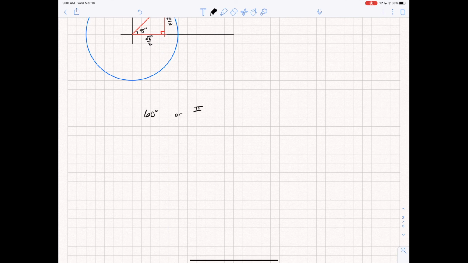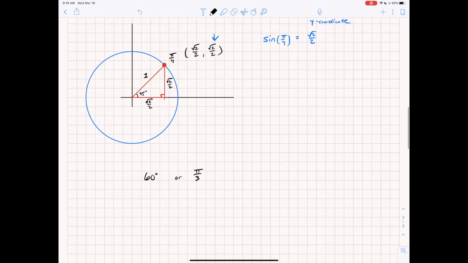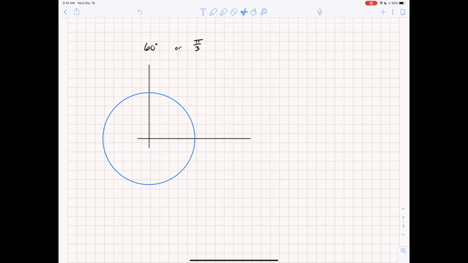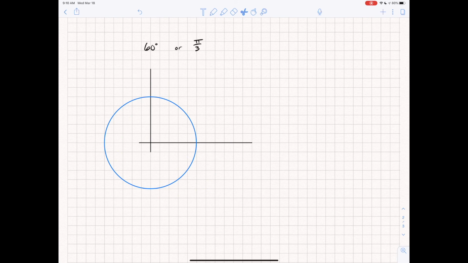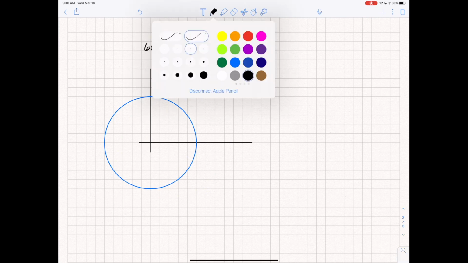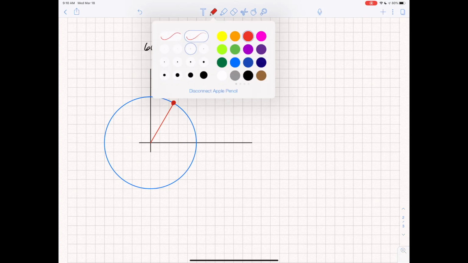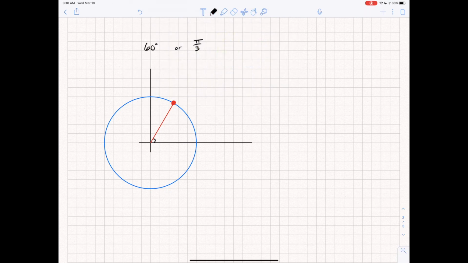Or pi over 3. So let's see if I can just copy and paste. Boom. There we go. All right, 60 degrees or pi over 6 would be roughly about right here. This angle we just did was 60 or pi over 3.